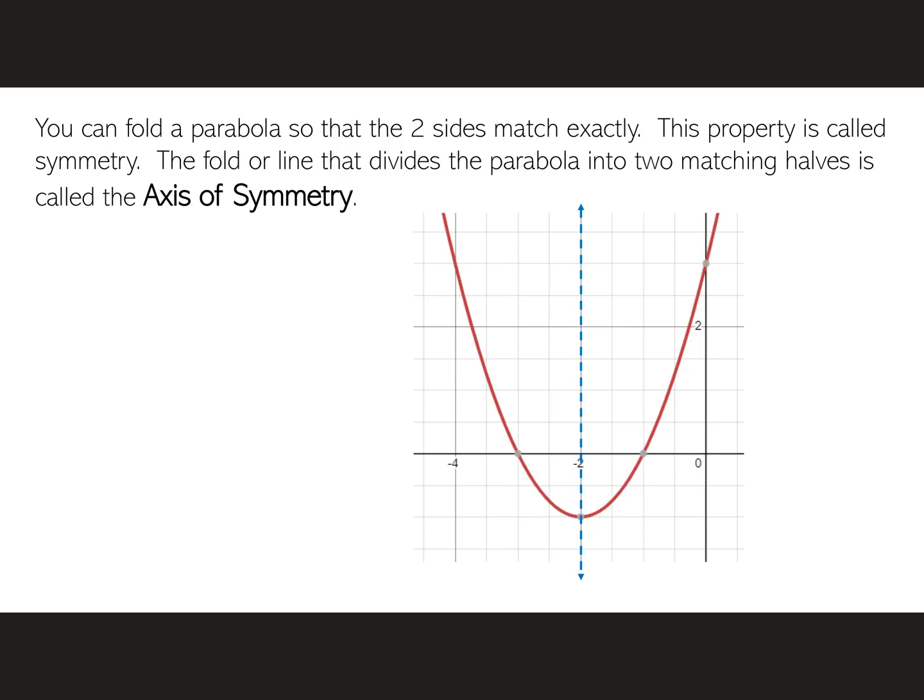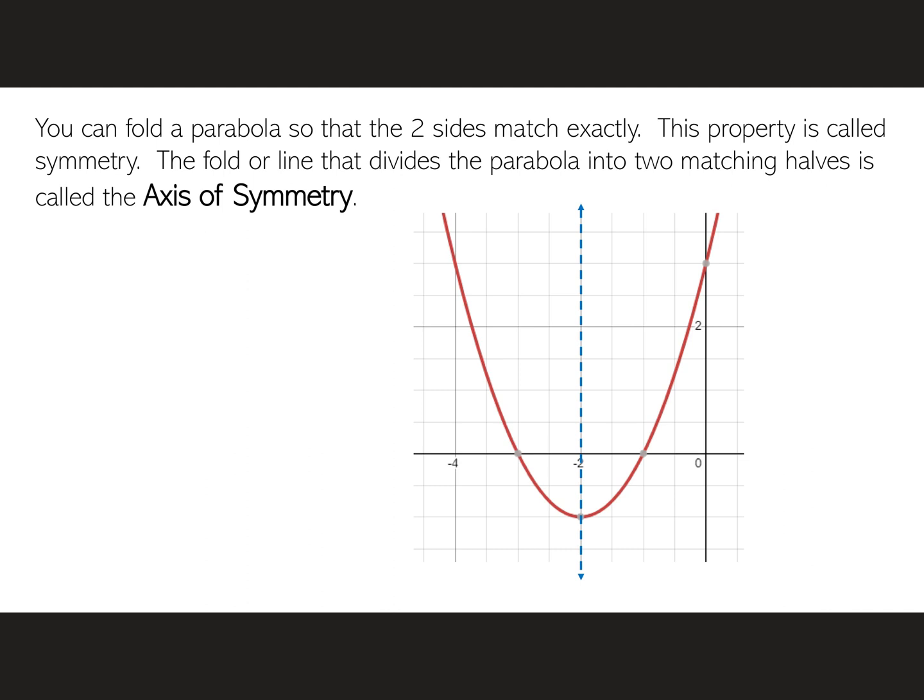Here's our next vocabulary term, axis of symmetry. You can fold a parabola so that the two sides match exactly. This property is called symmetry. The fold or line that divides the parabola into two matching halves is called the axis of symmetry. A lot of times you'll see the axis of symmetry shown as a dotted vertical line like this.